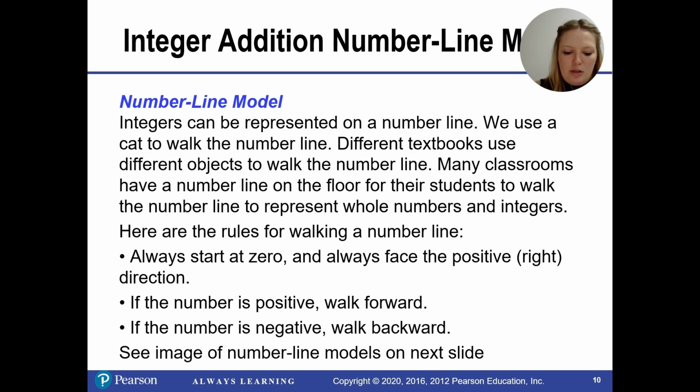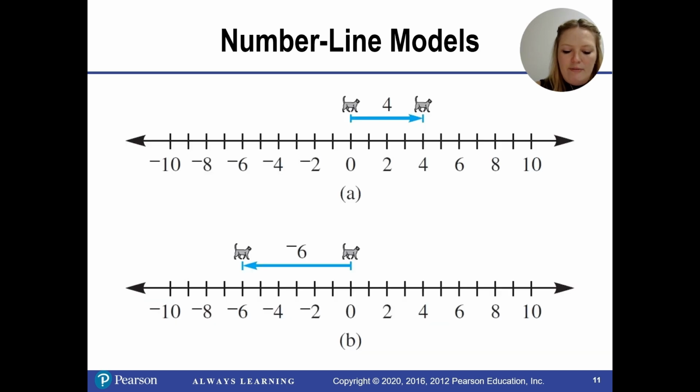For example, if I'm going to model 4 on the number line, my little cat is going to walk 4 forward on the number line. But if I want to model -6, I would take my cat starting at 0 and walk backwards on the number line 6 units.